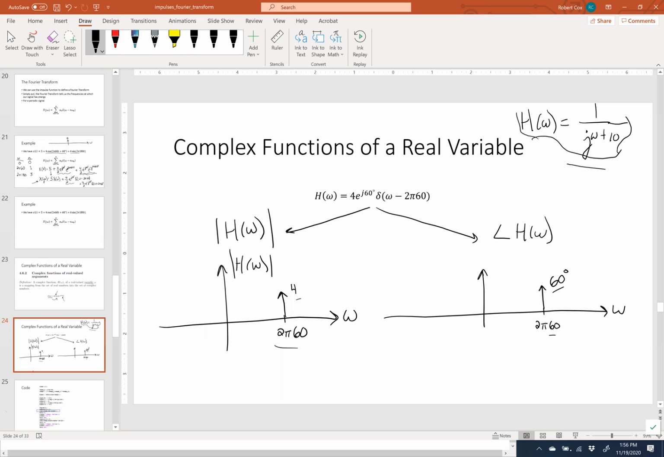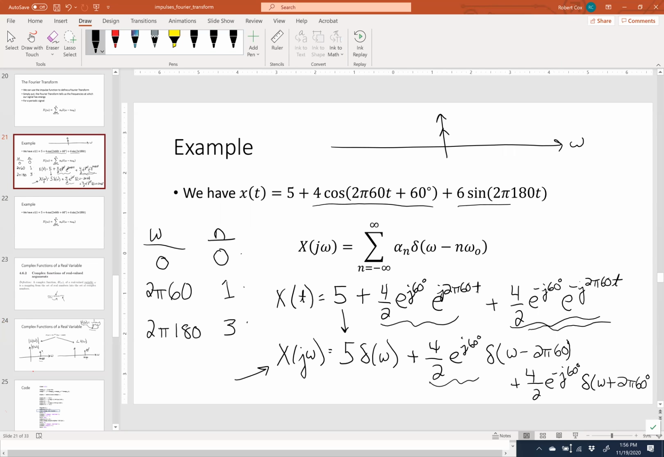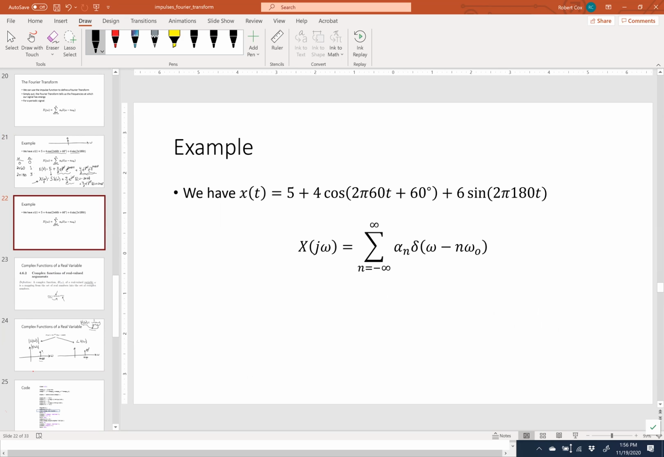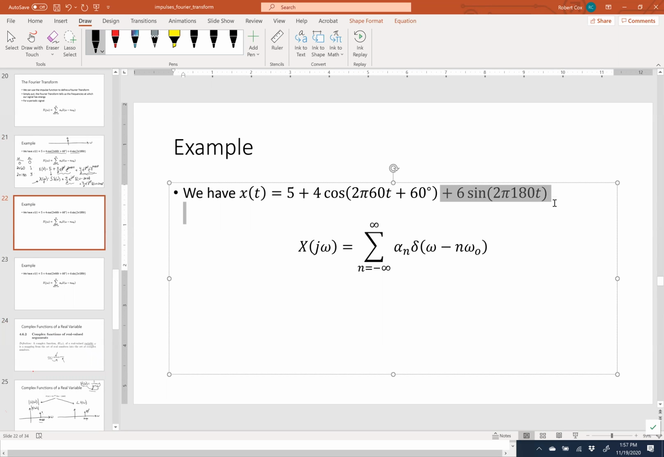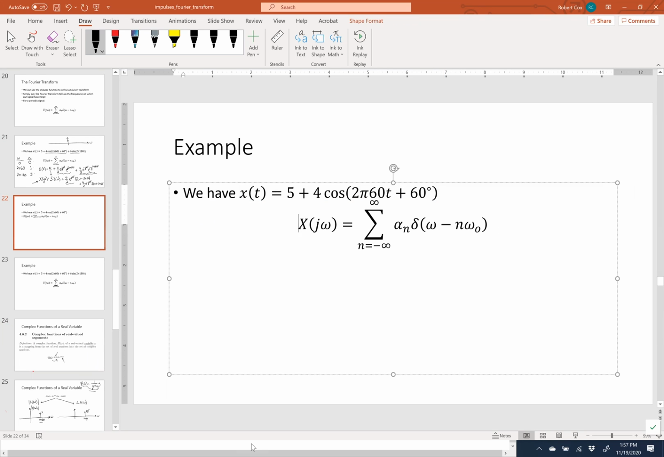So what I want to do is use this fact and go back to the example I started with. Let's forget the 6 sine 2 pi 180t for a second. Let me make a copy of that. I'm going to forget this for a second, to make things a little bit simpler to begin with. All right, so I start with that.